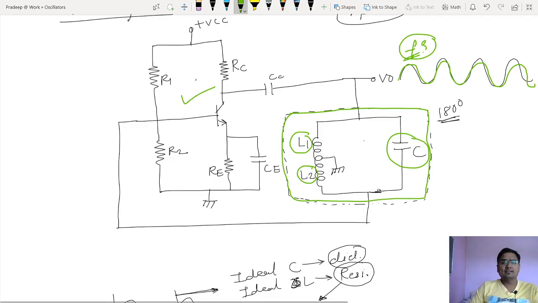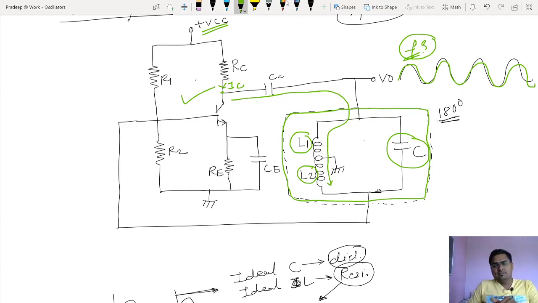So let us start with this. When you connect the circuit on the breadboard and turn on this VCC, what will happen? VCC is connected to the collector through RC, some collector current IC will flow, and that IC will obviously flow through these inductors L1 and L2. So when you turn on VCC, some current will flow through the inductor. That current is generally referred to as transient current. Why transient?